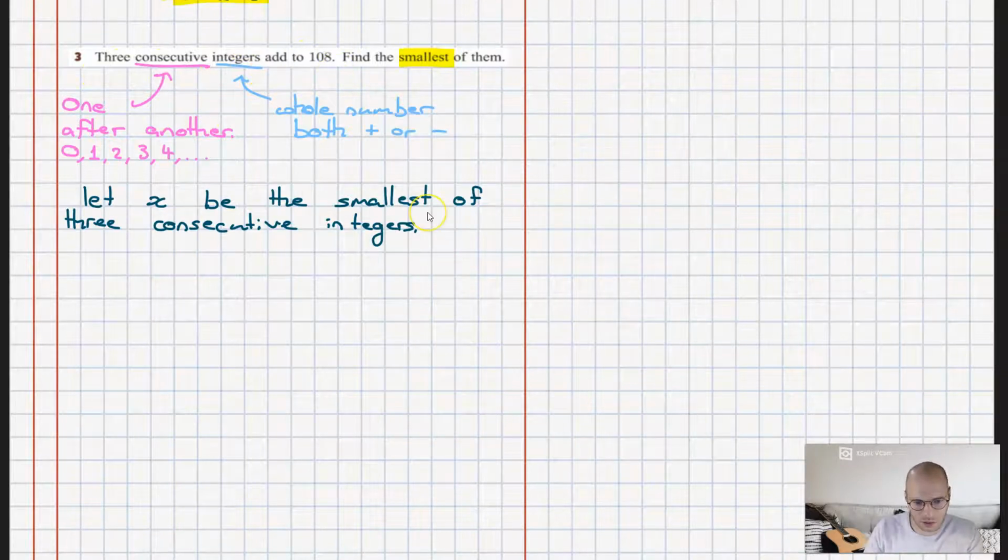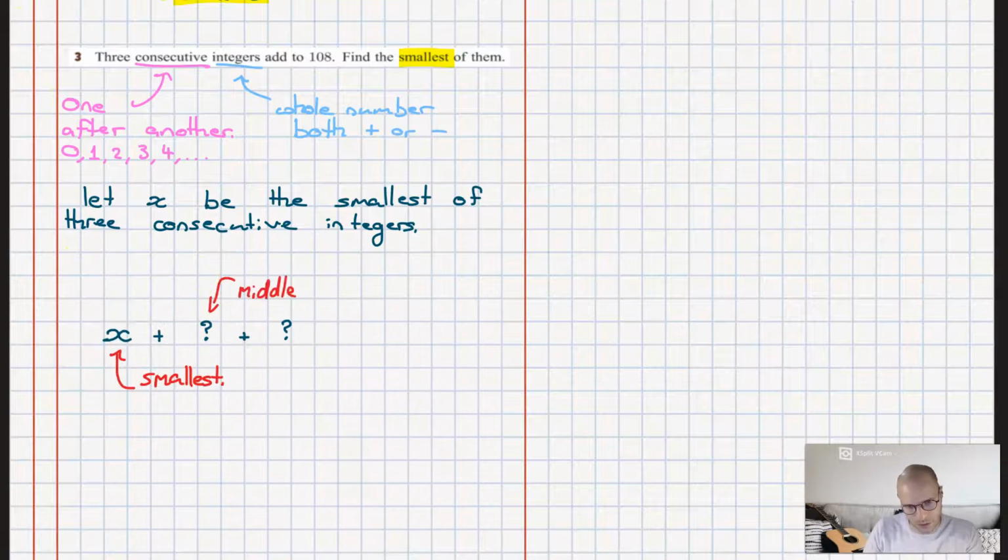So 3 consecutive integers add to 108. So let's go x plus something plus something. Now x is the smallest of the 3, so this is our smallest. And if that's our smallest, then this will be our middle. And finally, this one on the end will be our largest. And when we add all of these integers together, it's going to sum to give a value of 108.